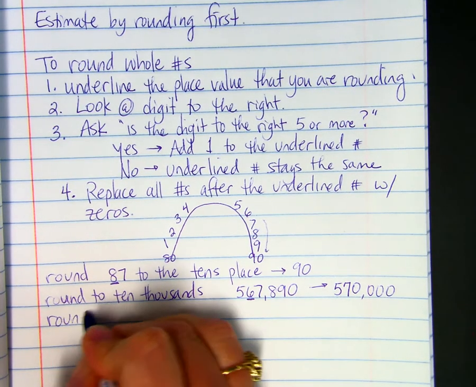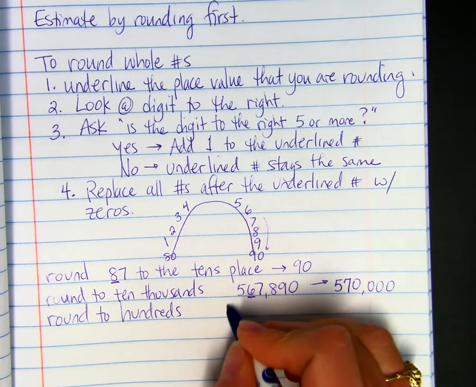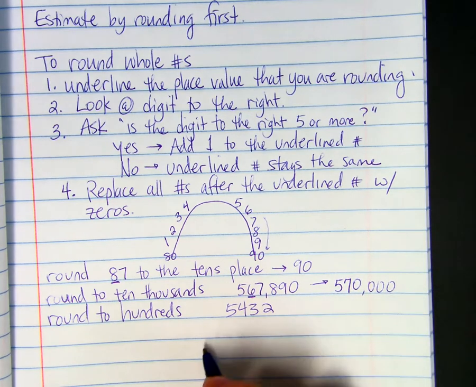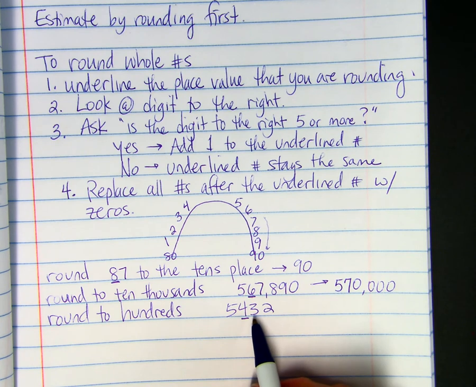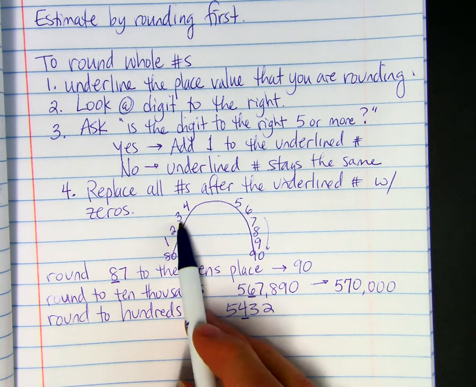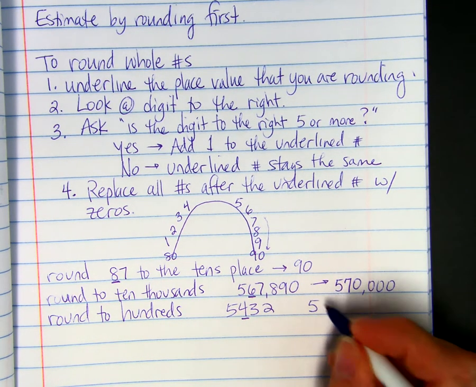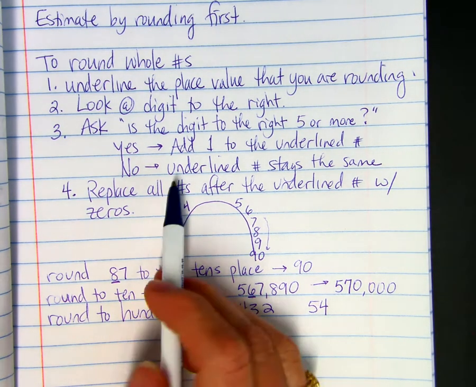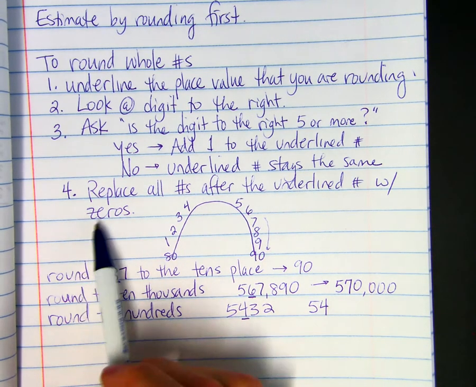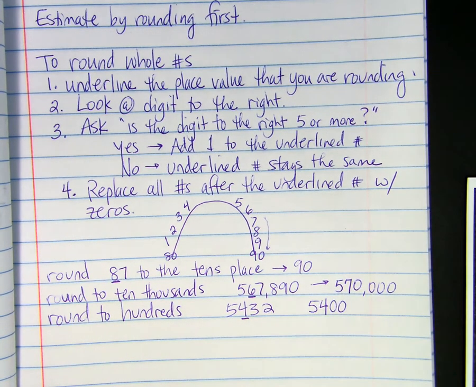If we want to round to the hundreds place, 5, 4, 3, 2, we underline the hundreds place. Look at the number on the right. The 3 is smaller than 5, so the answer is no. So the underlined number stays the same. So we write the 5 and the 4. All the numbers before it also stay the same. Then you're going to replace all the numbers after the underlined number with 0. So there's 2 of them, so we put 2 zeros. And that one's rounded to the nearest hundred.